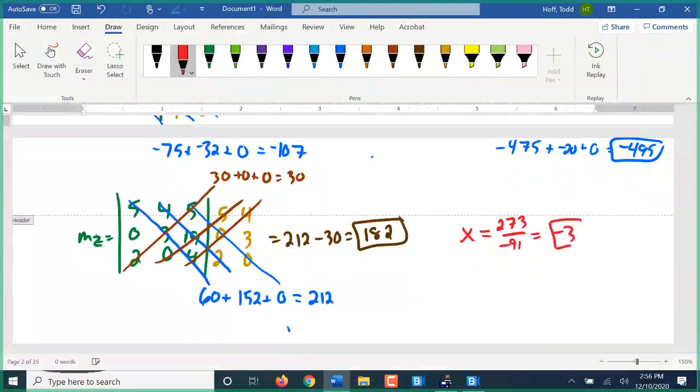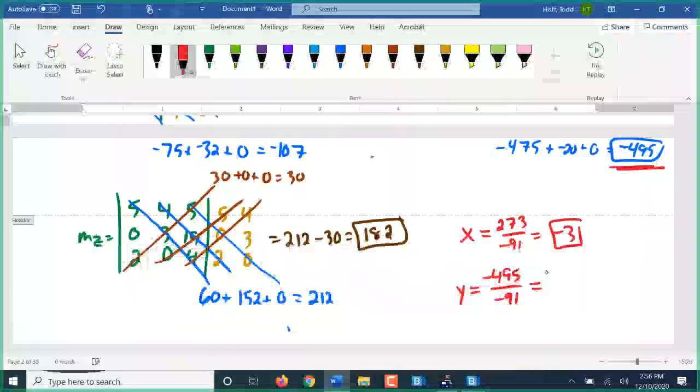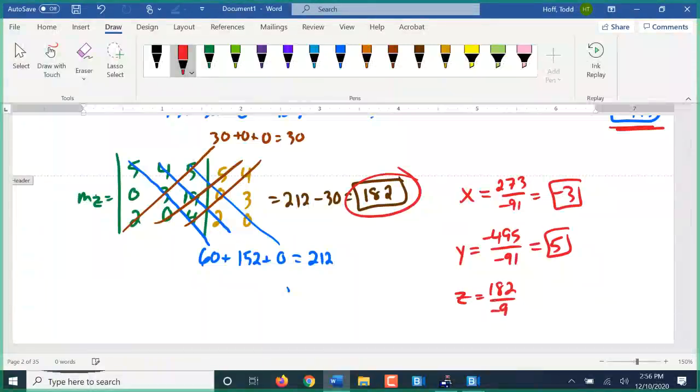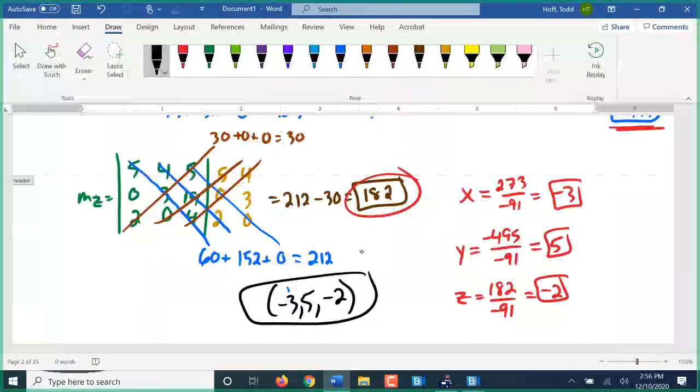This is a negative 3. Y is the y matrix determinant of negative 495 divided by the base matrix determinant of negative 91. It's a positive 5. And z is the z matrix determinant of 182 divided by the base matrix of negative 91, giving us a negative 2. So x is negative 3 when y is 5, and z is negative 2.